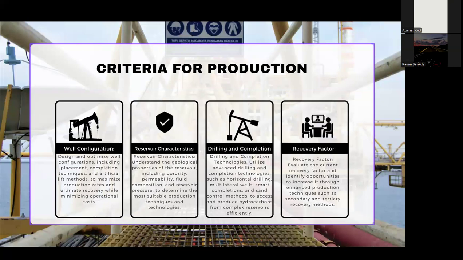So the criteria for production for the Oseberg oil and gas field consist of well configuration and the reservoir characteristics, drilling and completion, and the recovery factor. Well configuration covers placement, completion techniques, and the artificial lift methods to maximize the production and the ultimate recovery rate, and to minimize the operational costs.